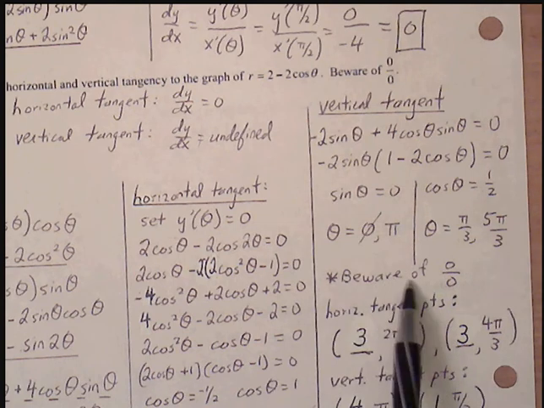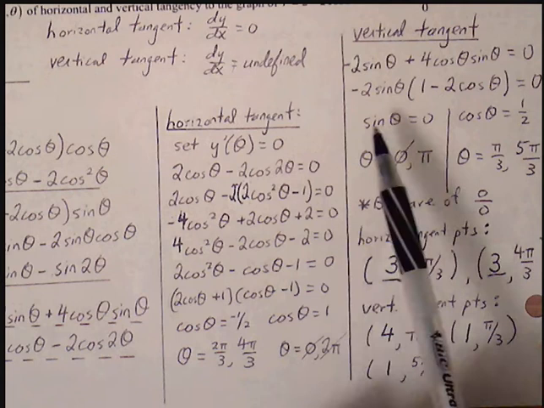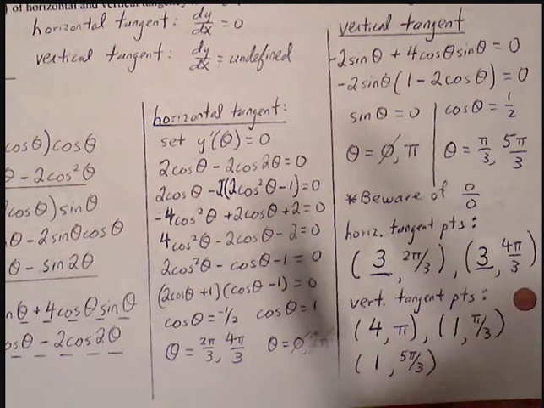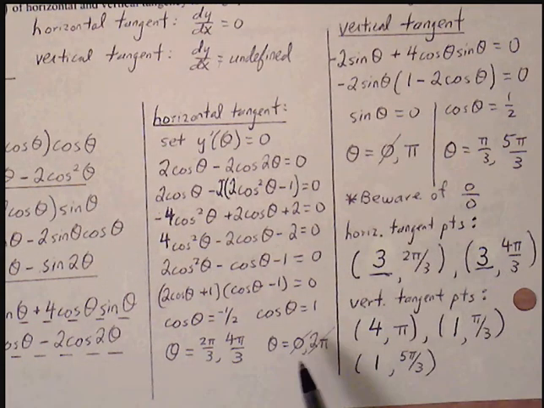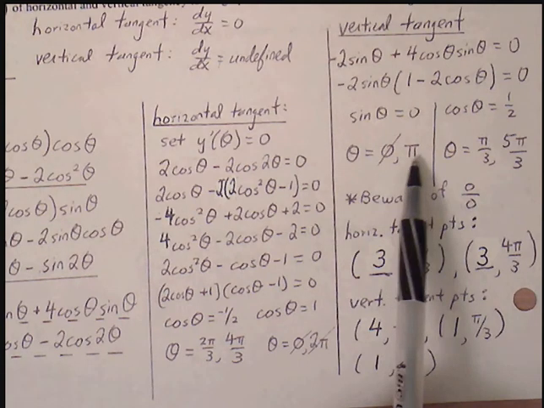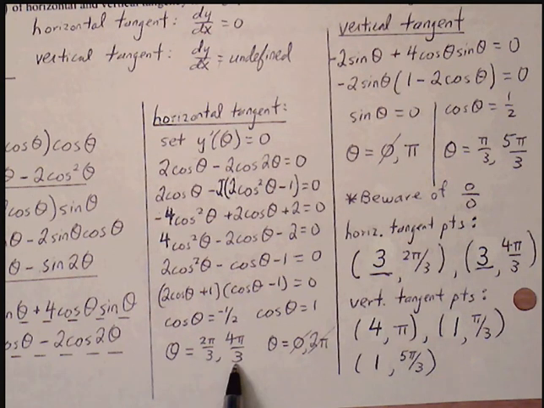So now we have to be aware of our 0 over 0. So basically anything that will cause 0 over 0 we have to eliminate. So we have to eliminate any duplicates. So 0 and 2 pi we have to take out. That's basically 0. And now we have our vertical tangents occurring at pi, pi over 3, and 5 pi over 3. Horizontal tangents will occur at 2 pi over 3 and 4 pi over 3.